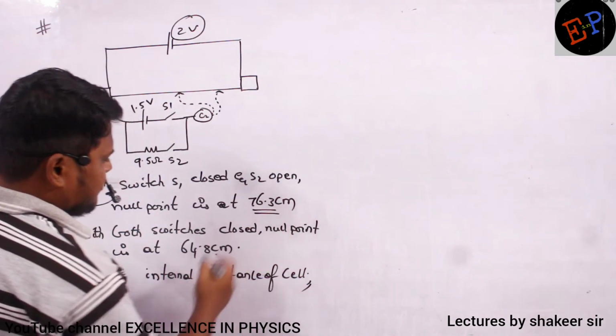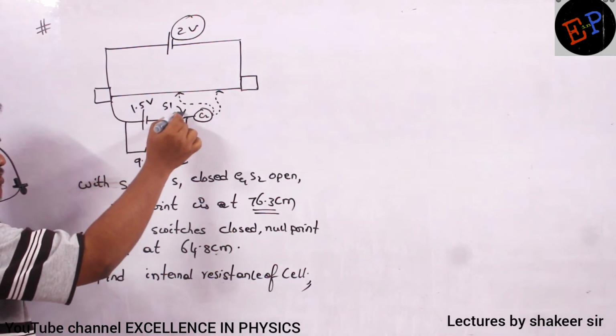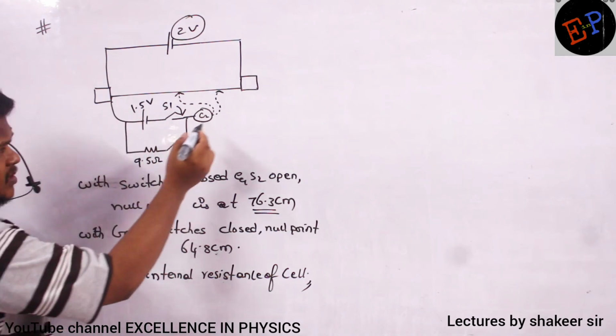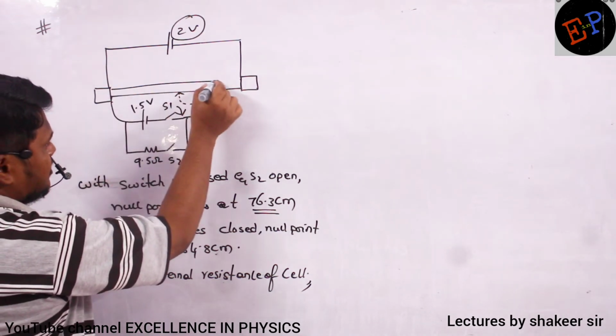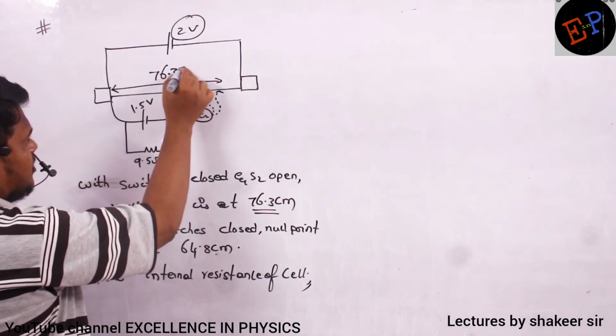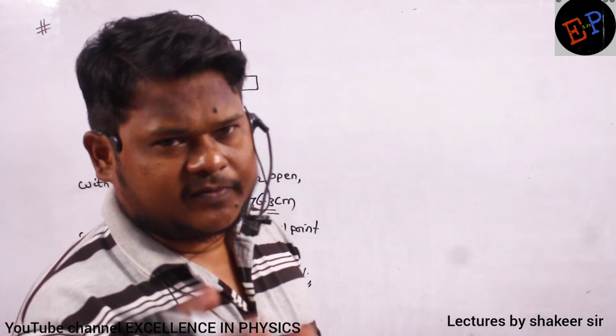point was obtained at 76.3. It means in the first condition I am closing the first switch and this is in open condition. Then I am searching for the null point and this is the null point which I got, at a length of 76.3 centimeter. Now, will 76.3 centimeter indicate EMF or terminal potential?